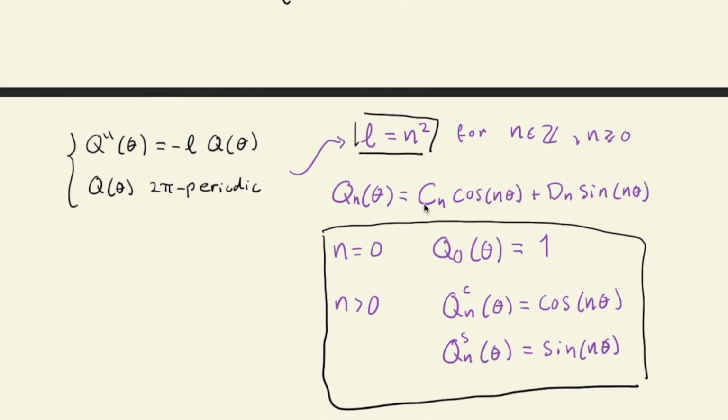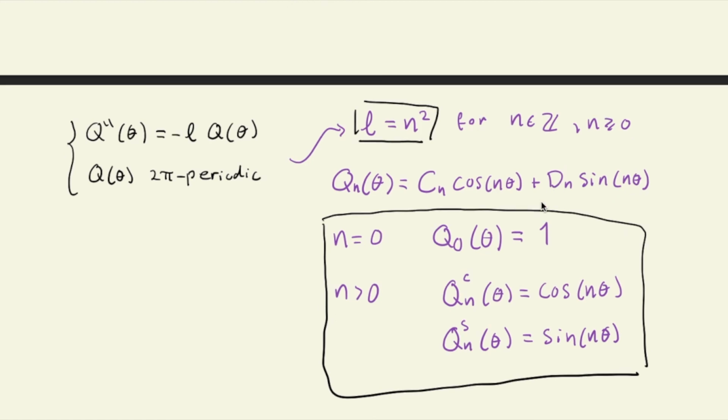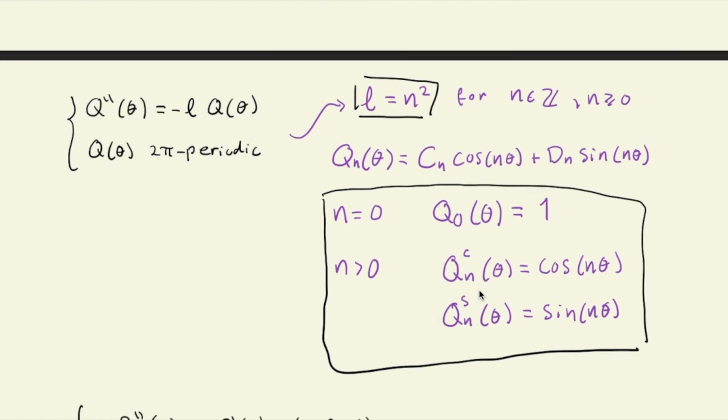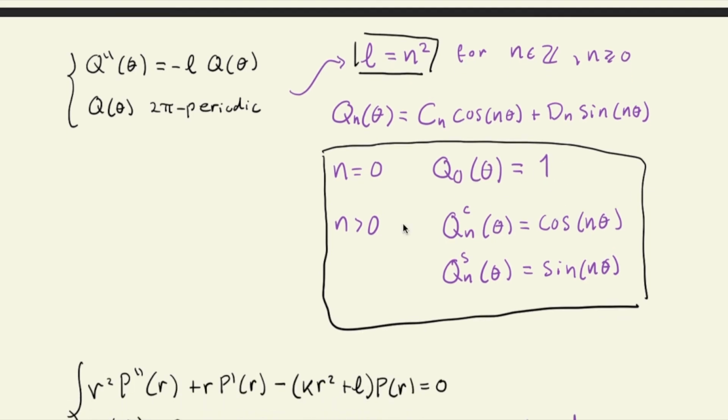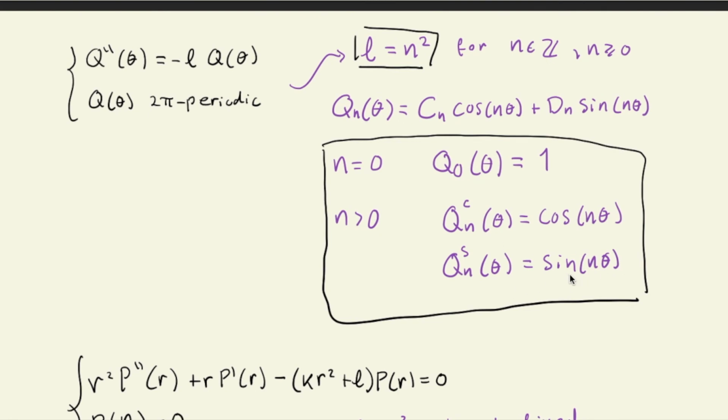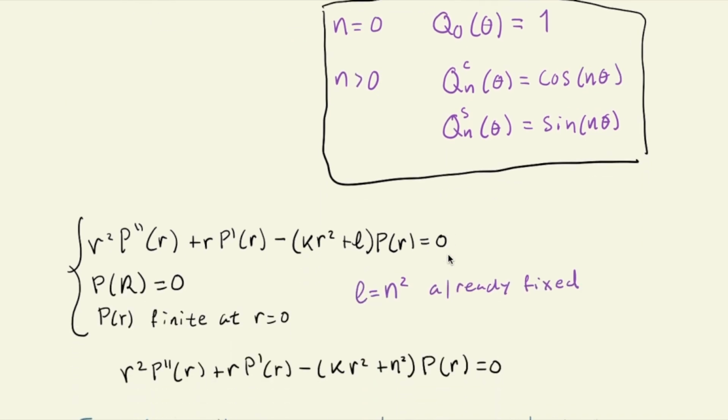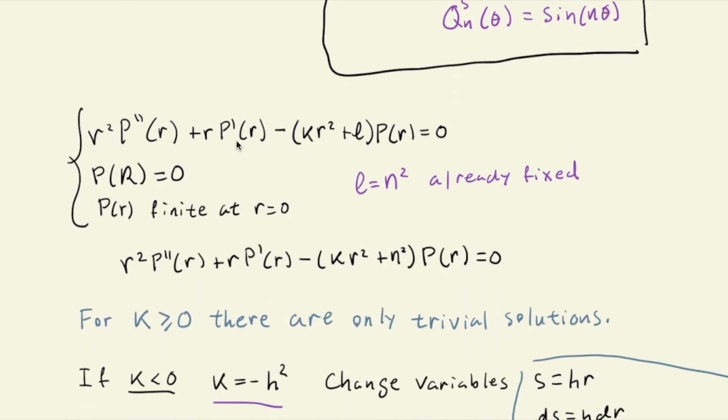And to get rid of these constants C and D, we wrote it separately like this. So for n equals 0, you only get the constant solution. And for n positive, you get these two solutions, either a cosine or a sine. I decided to put a superscript here: C when I'm using cosine, S when I'm using sine. Those are the Q functions. The P functions are solutions of this differential equation with this boundary condition.